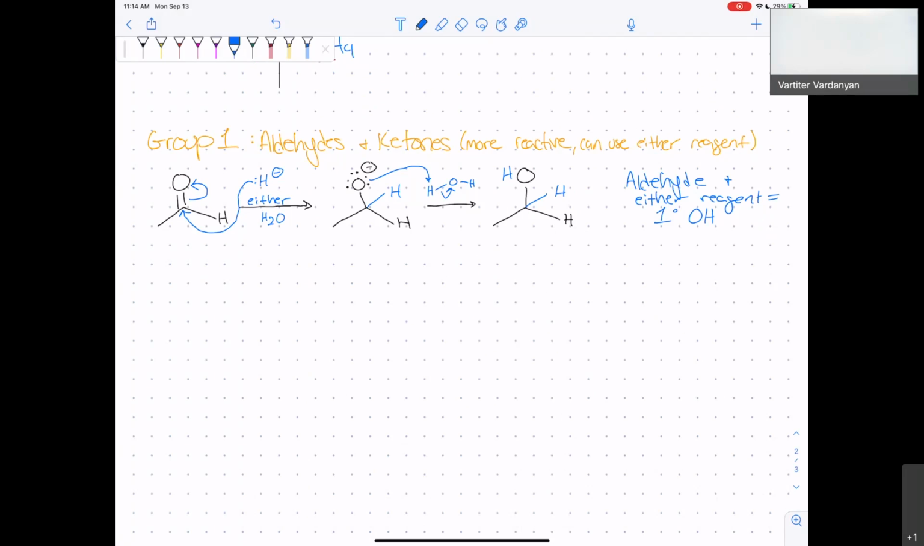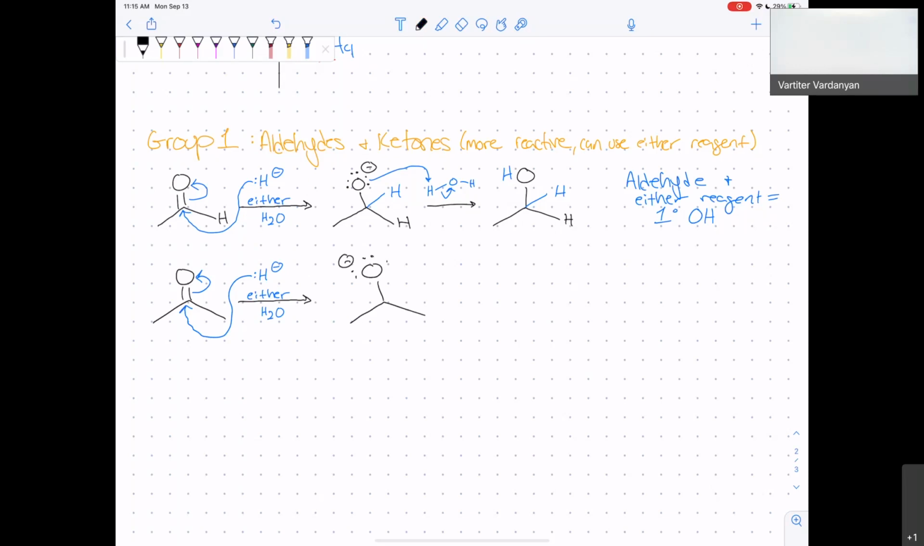Now we're going to do the same kind of thing for a ketone. And we know that it's the same deal. It's still part of group 1, so you can use either reagent. And the reducing species is still H minus. So once again, we're going to attack the carbonyl carbon. We're going to bring those electrons up. Get an O minus again.